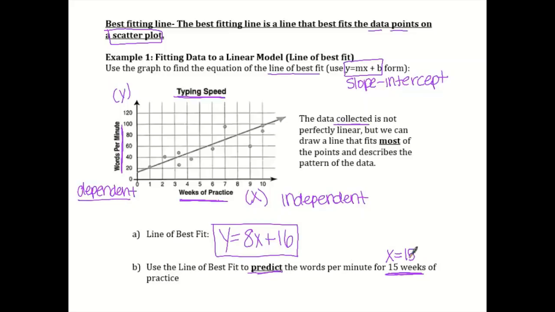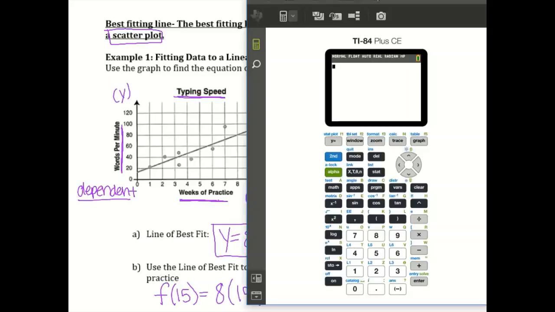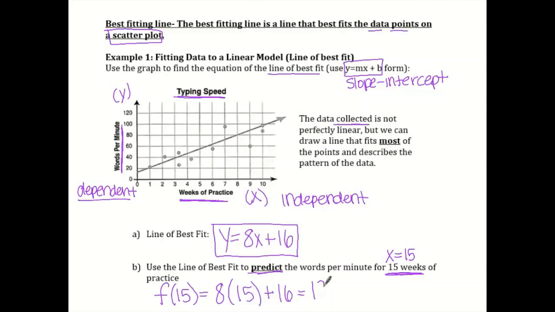So when I solve this, you can use your function notation to help you out here. f of 15 is going to be equal to, I'm going to substitute in for x. 8(15) + 16 is equal to, and you can type that right into your calculator. 8(15) + 16, and we get 136. So 136, I'm going to put WPM, words per minute. Okay, so if I practice typing for 15 weeks, I'm likely to be around 136 words per minute. It's a prediction. It doesn't necessarily mean it's going to be exactly that, but it's a prediction based on the data we've collected.